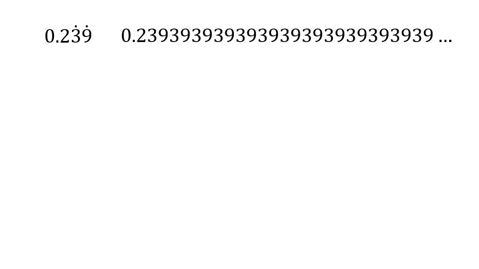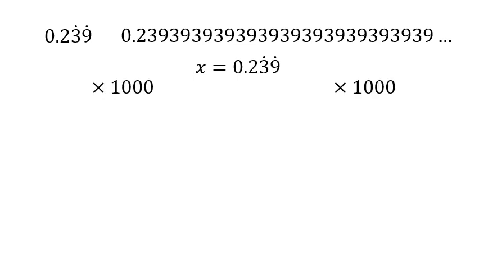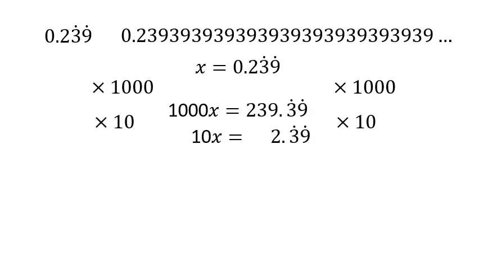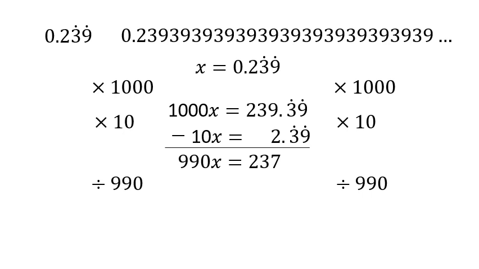In this example, if we let 0.239 with the 3 and the 9 repeating equal x, then in order to get the same decimals, we need to multiply twice. Once by 1,000 getting 1,000x and once by 10 getting 10x. Subtracting 10x from 1,000x, we get 990x. And using algebra, by dividing both sides by 990, we get x equals 237 over 990, which cancels to 79 over 330.